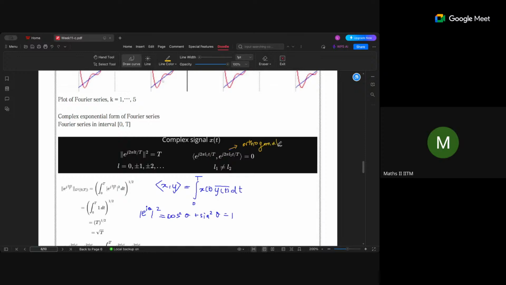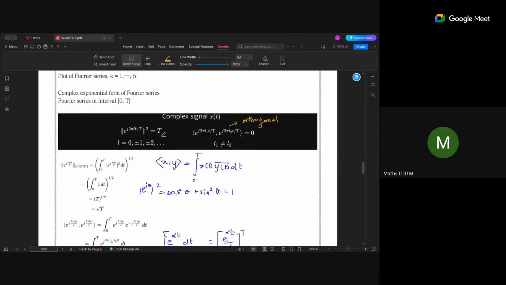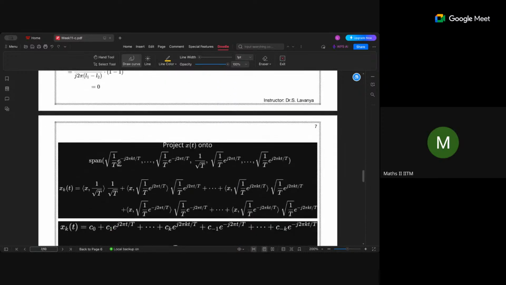Okay, to make it orthonormal, what is the next step? You simply divide each of these by square root of T, right? Then you will get an orthonormal basis. So again you do the exact same procedure, which is projecting x of t onto this space, and you apply the same exact method here.